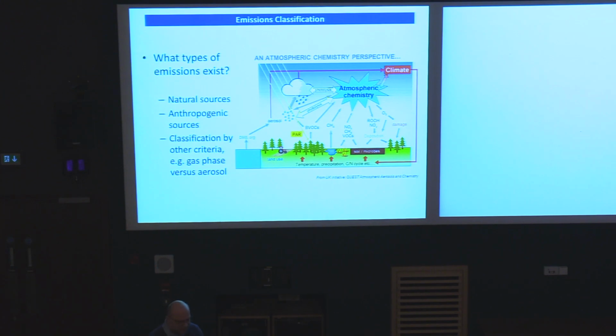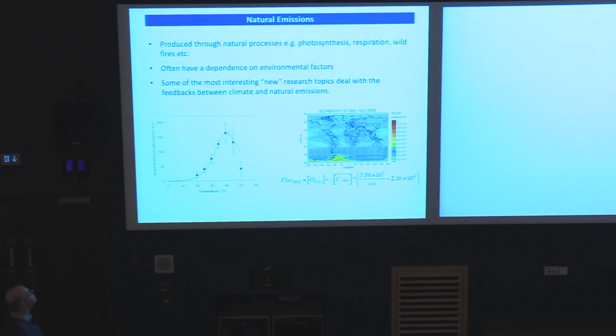So you could not distinguish there. Right. So natural emissions. Here are some examples of these. They often are dependent on other environmental factors, and this is part of the reason why quite frequently they're much harder to constrain and to quantify than anthropogenic emissions.